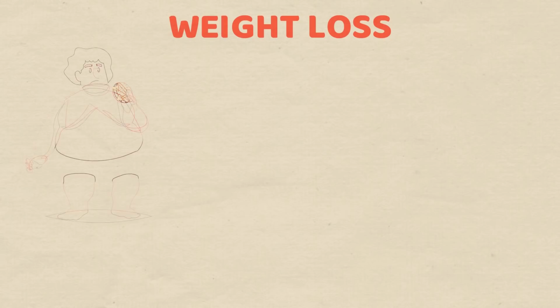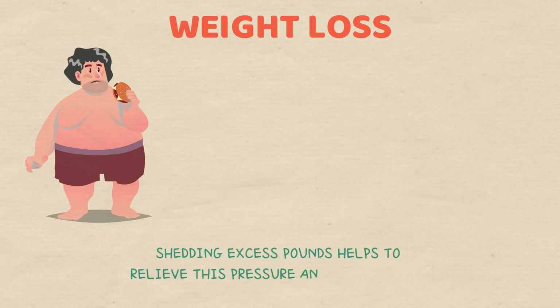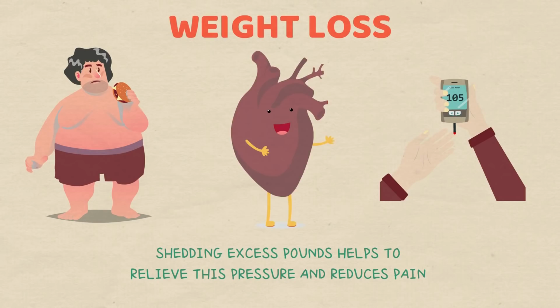Being overweight can put a strain on your joints and can cause pain. Shedding excess pounds helps to relieve this pressure and reduces pain. A healthy weight can also lower your risk of other health problems such as diabetes and heart diseases.